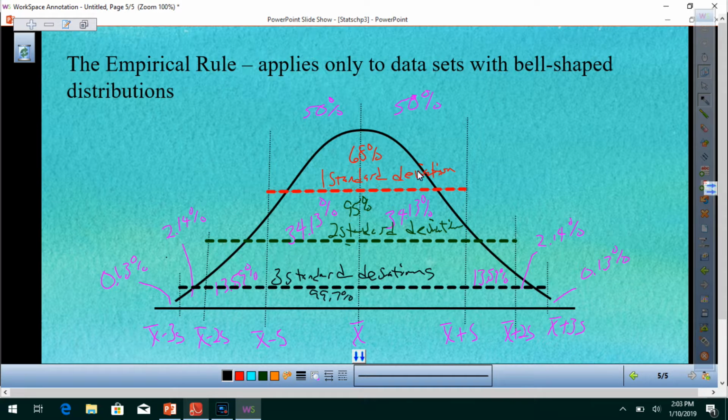So what that says is 68% of the numbers should be within one standard deviation of the mean. 95% of the numbers should be within two standard deviations of the mean, and 99.7% of the numbers should be within three standard deviations. And that is the empirical rule. Okay? The empirical rule. It is extremely important.